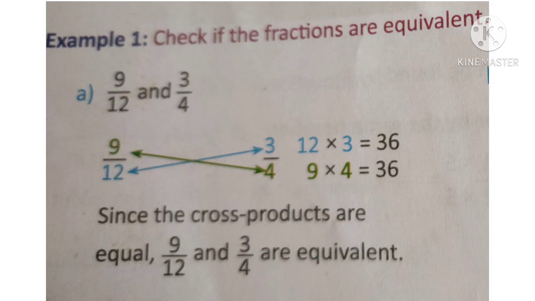Before going to the next sum, we'll explain one example sum. Check if the fractions are equivalent. Fractions given: 9 by 12 and 3 by 4. Here you have to do cross multiplication to check whether the given fractions are equivalent or not. That is 12 into 3 which equals 36, 9 into 4 equals 36. Here you can find that cross products are equal. So 9 by 12 and 3 by 4 are equivalent. If the cross products are not equal, then both fractions are not equivalent.